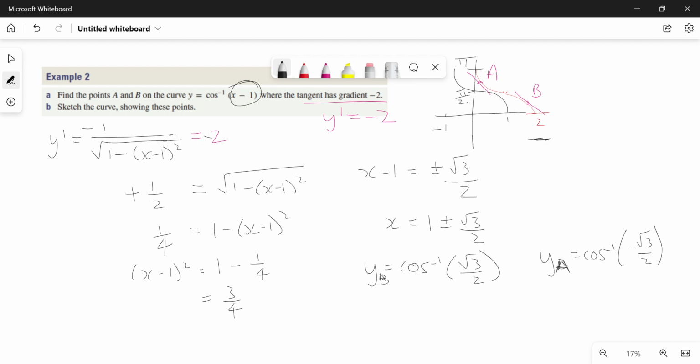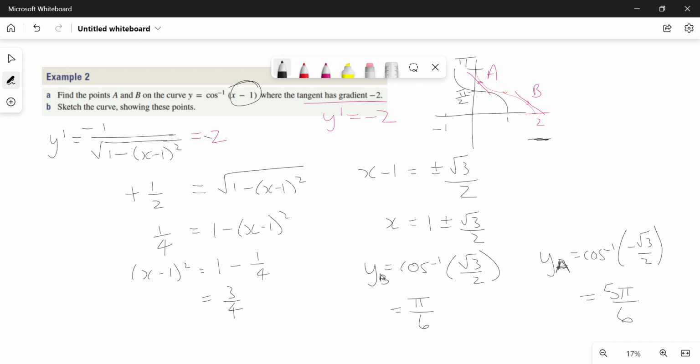So what am I going to get there? When I do √3 on 2, that is going to give me pi on 6, which is 30 degrees, and this is a negative, so I know it's going to be in that second quadrant, so it's 5 pi on 6, to make it negative.